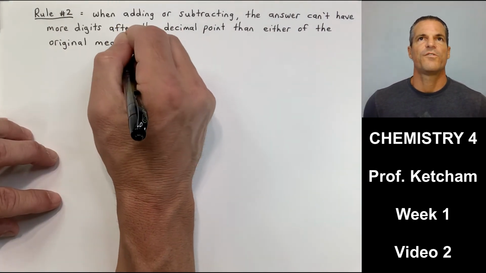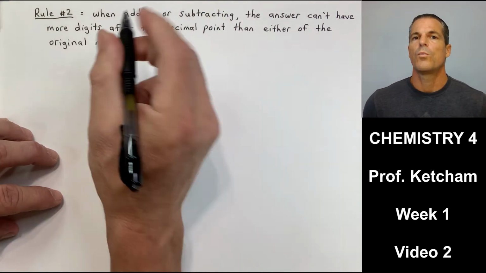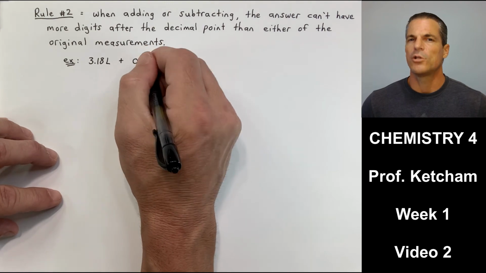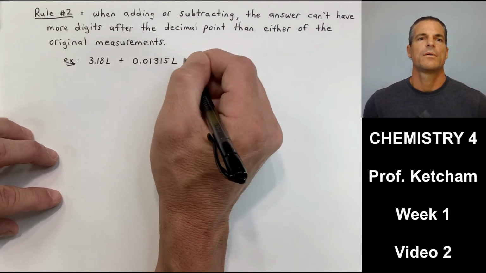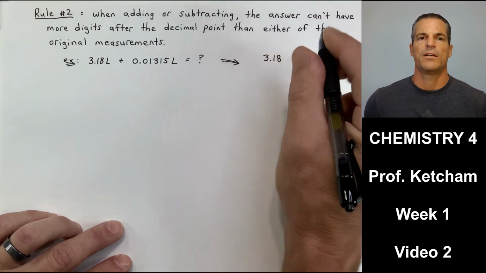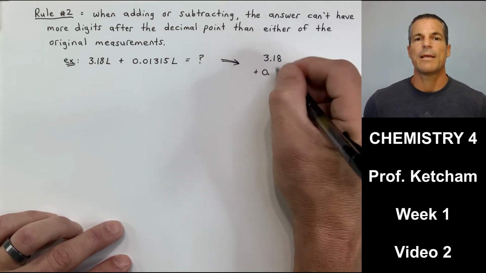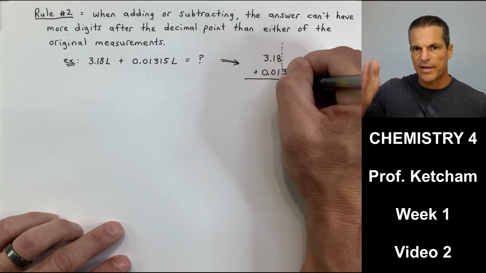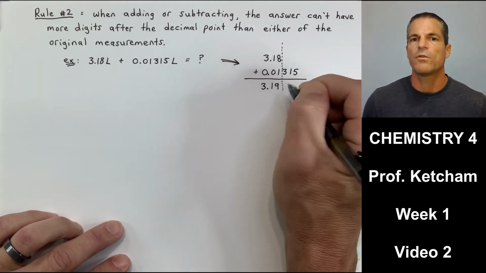So basically, as far right as you can where both of them go to the right of the decimal. That was a little bit wordy. Let's just learn by example. We got 3.18 liters plus 0.01315 liters. Well, the furthest right that they both go is to the hundredths place. So I draw my dashed line. My answer can't go any further than that.